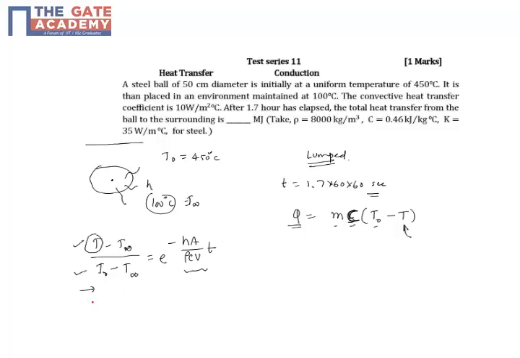So we'll first begin with this. Temperature at time t we don't know. T infinity is given as 100. T naught is basically 450 and it is 100 here. e power hA by rho C V times t, h is given as 10. A by V, how do we get it? A is 4 pi r square and volume is 4 by 3 pi r cube for a sphere. So A by V is basically 3 by r. Remember that this r is the radius, so 3 by r is the answer.